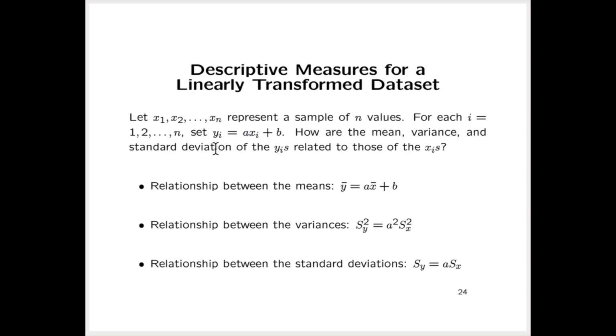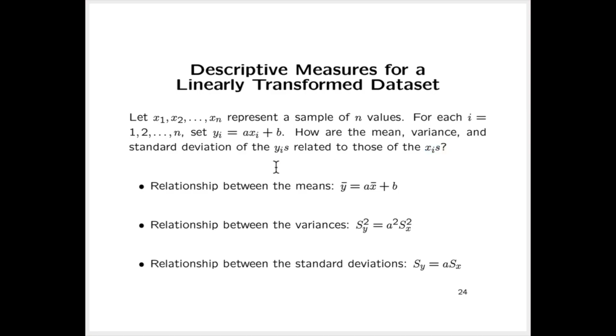So specifically, y1 would be a times x1 plus b. y2 would be a times x2 plus b, and so forth out to y sub n being a times x sub n plus b. And so the question is, how are the mean, the variance, and the standard deviation of the y's, the new variable, related to the mean, variance, and standard deviation of the x's?